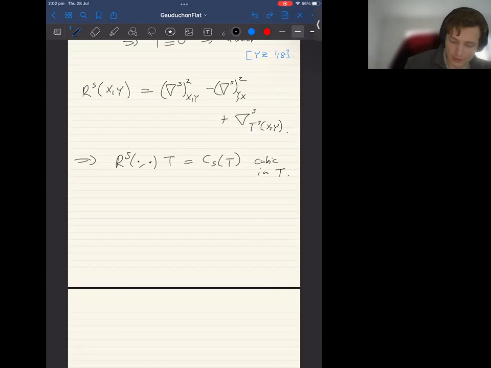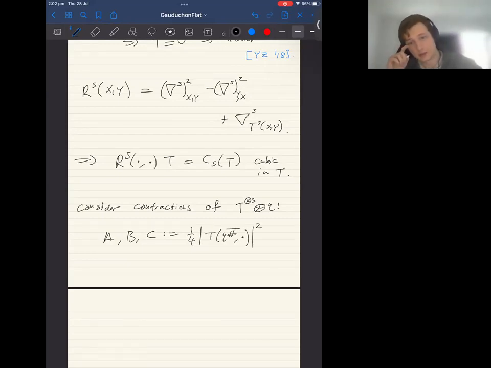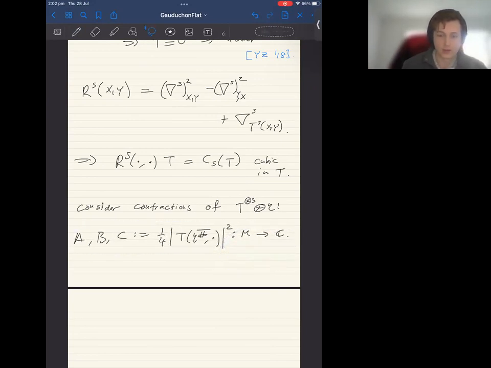So the idea is to consider contractions of, well, we take the third tensor power of T and then we tensor it with eta. Okay, we have A, B, C. We have 3 functions, right? The only important one is this C because it's the norm of this torsion with eta inside, and then it's got the open slot, and these are all complex functions.